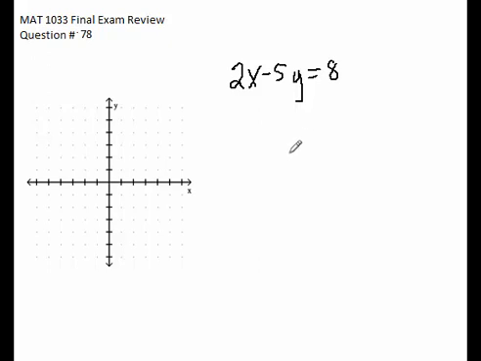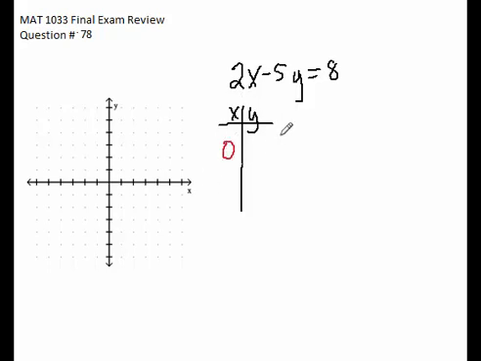A couple of different ways we could graph it. We could use an xy table, find the intercepts, and then find a third point, or we could write it in slope-intercept form. I'm going to use an xy table. Sometimes the slope-intercept form is a little difficult to use to graph. In this particular case it would be. So using an xy table I think may be our best bet.